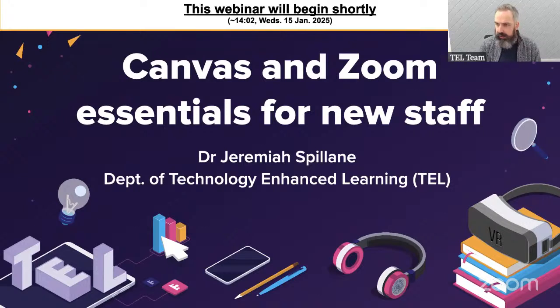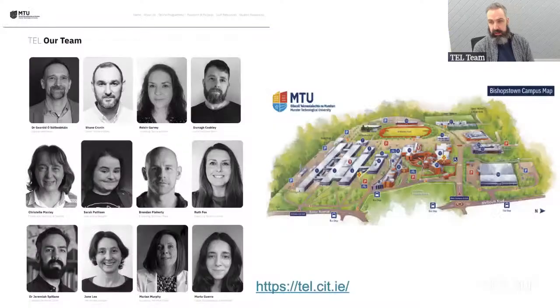My name is Jeremiah. I am a member of the Department of Technology Enhanced Learning here at MTU. We are based in the Melbourne building on the Bishopstown campus. On the right-hand side, you can see the Bishopstown campus map, and in the bottom right-hand corner, that square building is the Melbourne building. That is where we are based, which is useful to know, particularly if you're doing any online delivery of modules. We have a number of e-learning studios available for you to book and to use.